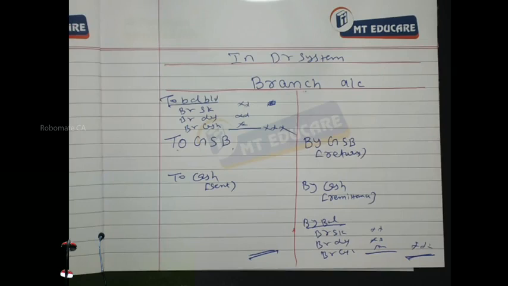Our branch knows only one price. Which price? They may sell at invoice price, or maybe if they are authorized to do so, understood? If they are authorized to sell at a price more than that, they can sell. Otherwise, they will sell at what price? Invoice price. Shall we proceed?